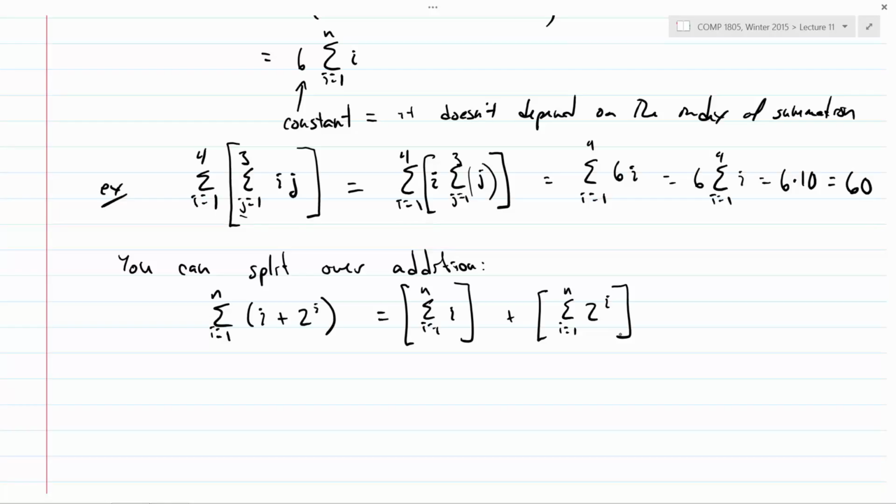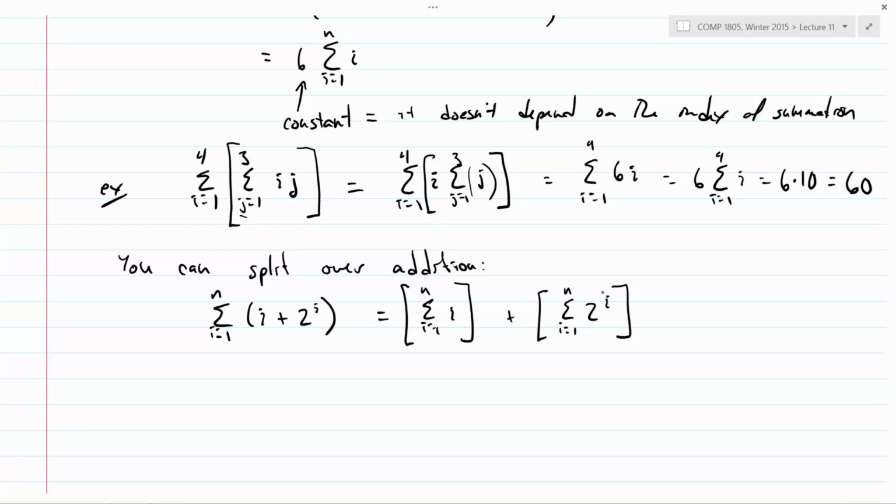And this is a very useful operation because most of the formulas we have are for kind of simple sums. So we don't have a formula for 1 plus 2 to the i, but as you'll see, we do have a formula for i, and we do have a formula for 2 to the i. So that's how you solve these things. That's why you would split up this summation.